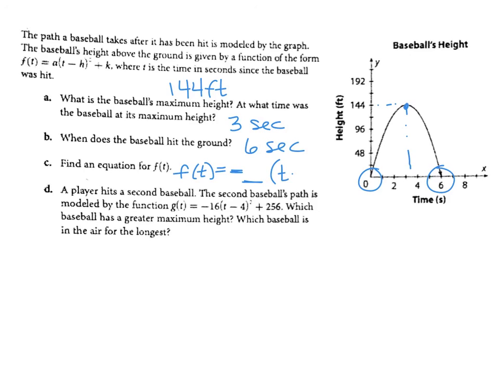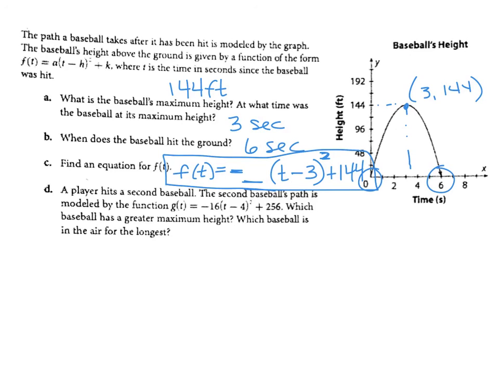So we're going to have t minus, inside's the opposite, so t minus 3, because my vertex is 3, 144, plus 144. And don't forget that squared. A few of you were doing that today. So if you can get at least that far, I'm good with that. We can talk about how to get the number on the outside a little bit later.